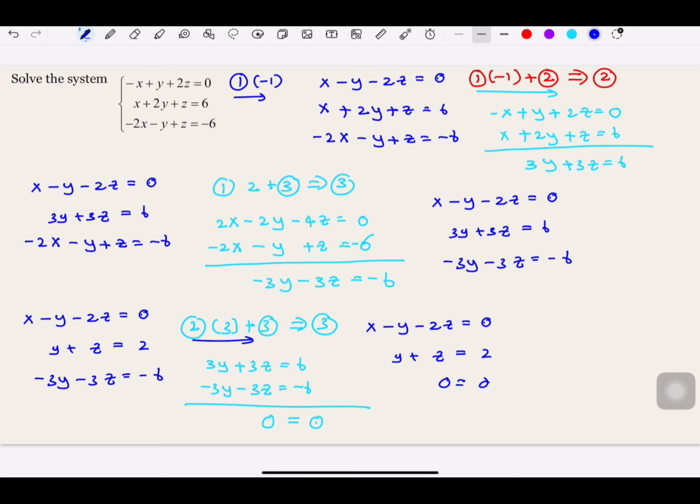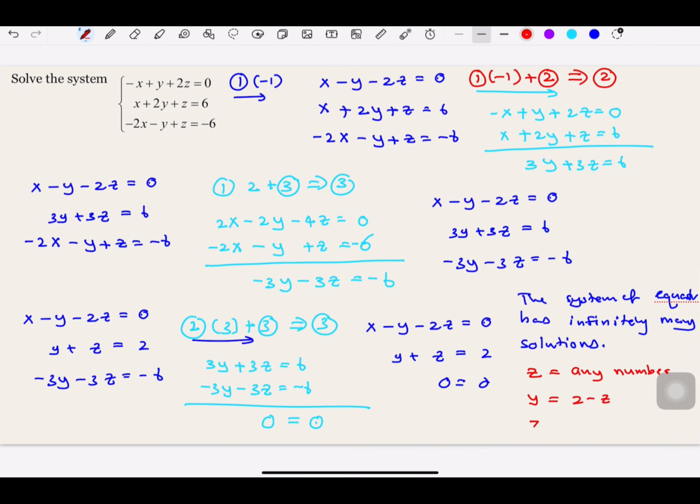So here this system of equations has infinitely many solutions. For example, you can take z equal to any number, and then the value of y will be equal to 2 - z, and the value of x equals 2 + z.